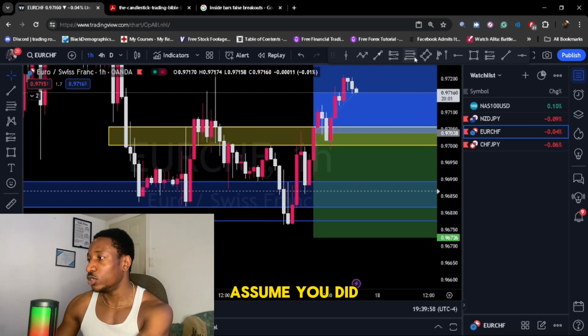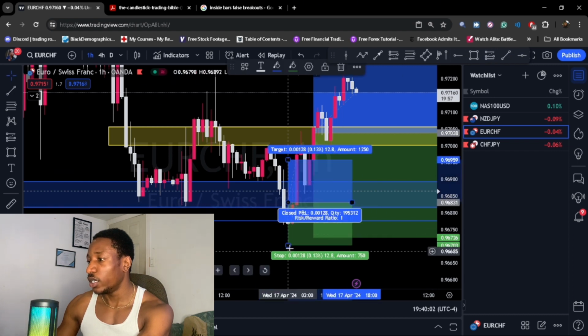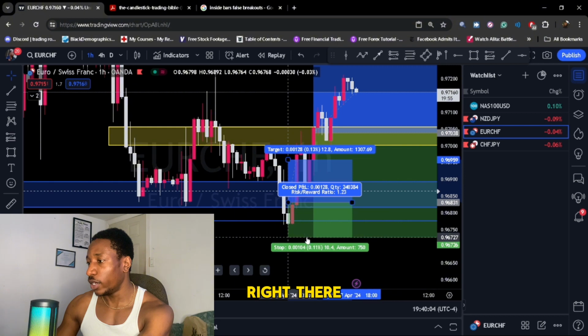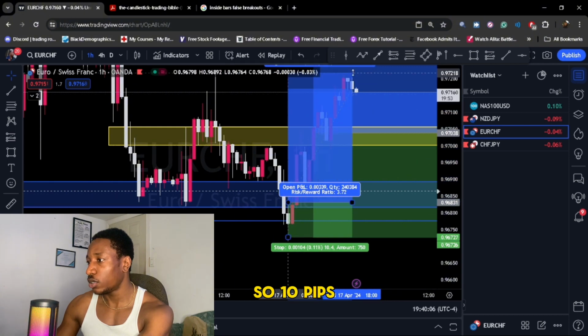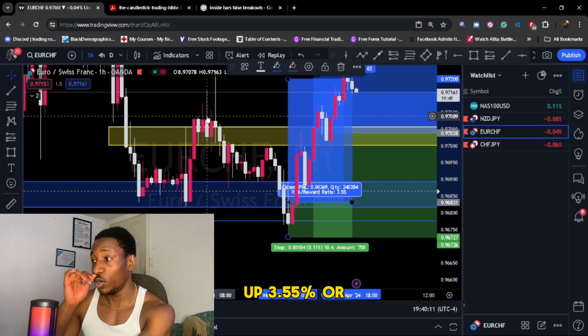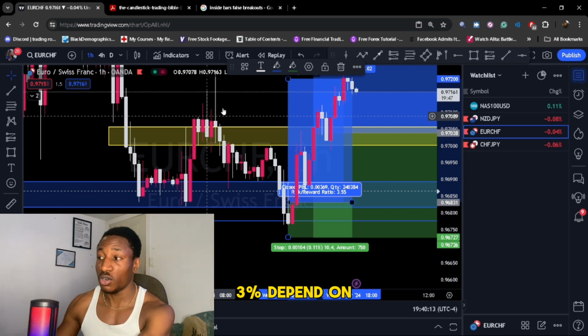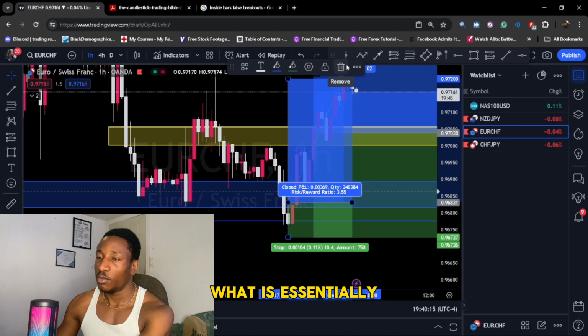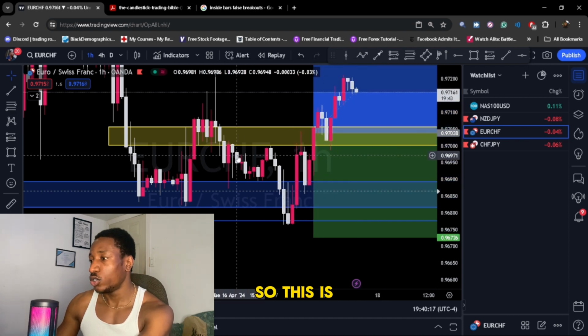So let's assume you did use this strategy and then you found an entry right there and your stop loss was literally right there. So 10 pips. Right now you would have been up 3.55% or 3% depending on your RR. But this is essentially how it works, guys. So this is how you use the strategy.